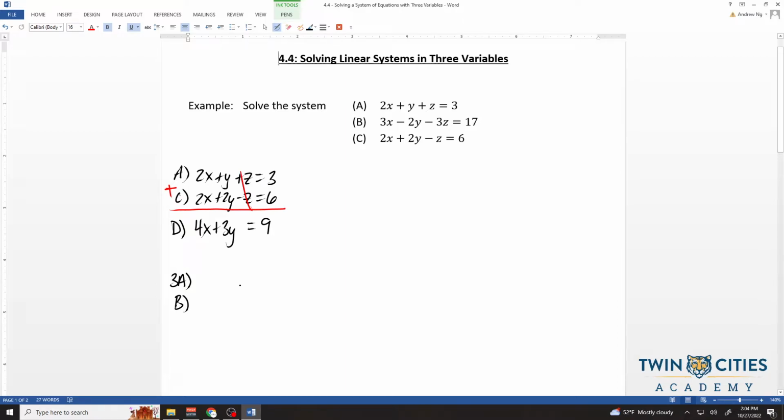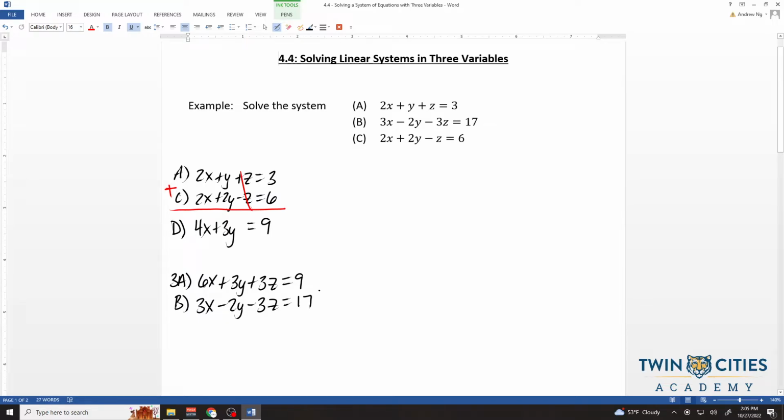Okay, 3A means everything in A multiplied by 3. So that's going to make 6x plus 3y plus 3z. This is equal to 9. And then B is exactly as it is already. So 3x minus 2y minus 3z equals 17.